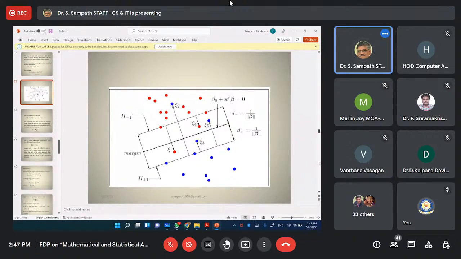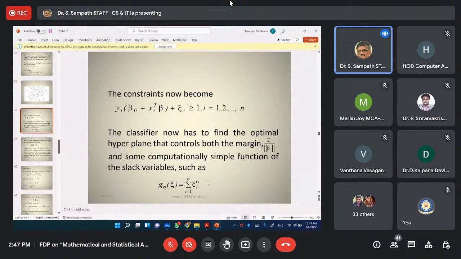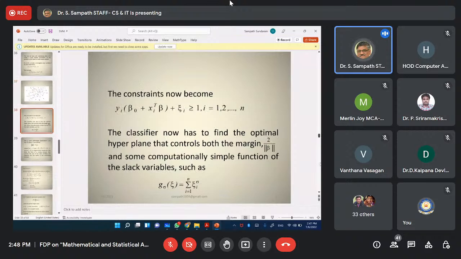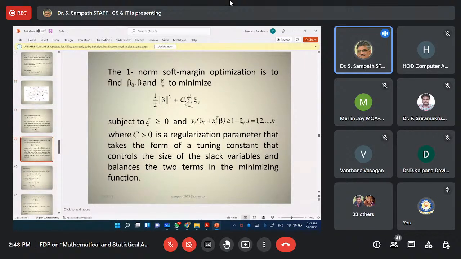Those deviations will be summed, and we'll try to find beta naught and beta so that this margin of separation, which I'm going to redefine here, is half norm beta squared plus C times the sum of those psi_i. This I would like to minimize, subject to the condition y_i (beta naught plus x_i transpose beta) plus psi_i greater than or equal to 1. So this is how we'll be proceeding with this. Now the problem is, this is also not something which we can manage so easily.